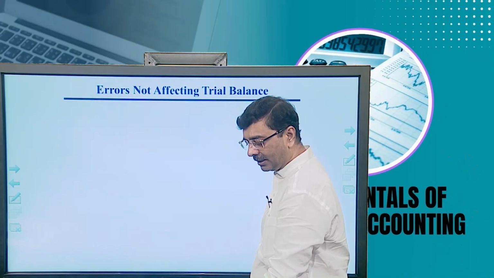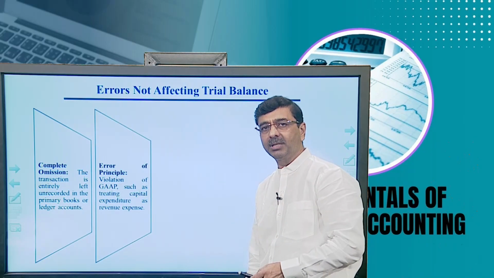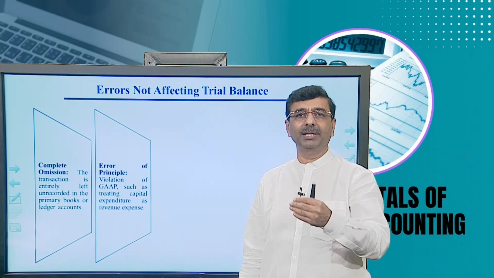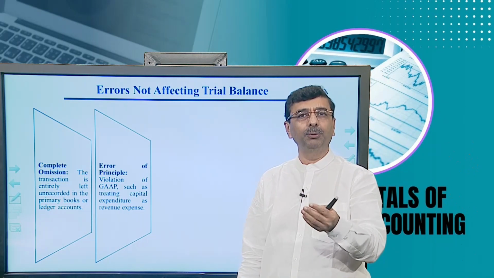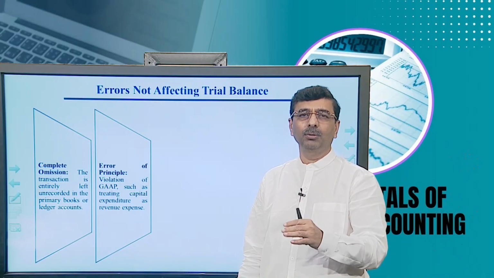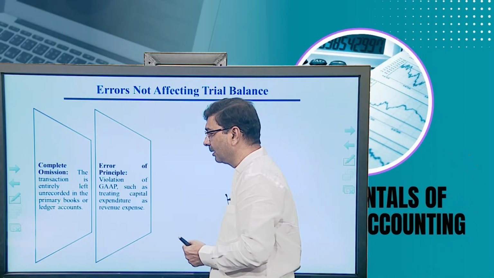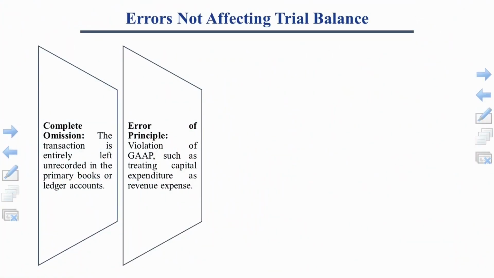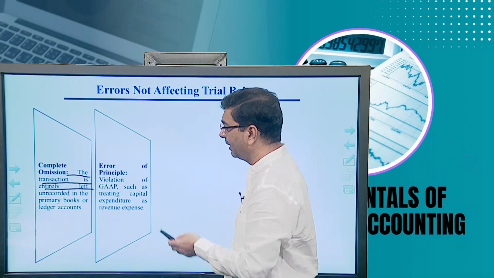So now, errors not affecting the trial balance, the first is complete omission. Complete omission means that the transactions actually happened during the specific period of time or during the accounting year, but by mistake it was not recorded in the books of accounts, it might be left out. So the transactions which were left out entirely have to be identified, and recorded in the books of accounts, which is not affected to the trial balance, where we have to write down the transactions in the primary books as well as the ledger book.